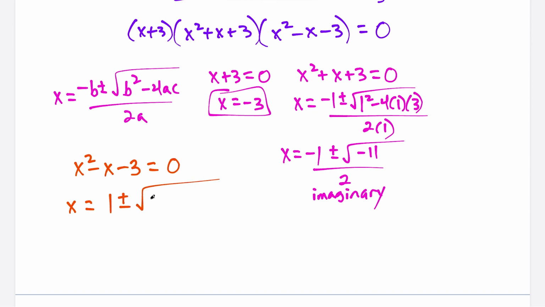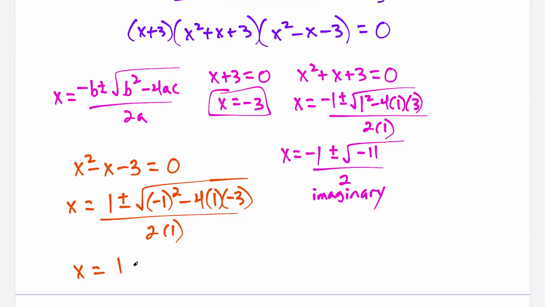And then we have plus or minus the square root of negative 1 squared minus 4 times the a term here is 1 times the c term is negative 3. And this is all over 2 times a. And from here we have x equals 1 plus or minus. And this time around we're going to have 1 plus 12 because we have negative 4 times negative 3 is positive 12. Negative 1 squared is 1, so 1 plus 12 is 13. So we have square root of 13 over 2.